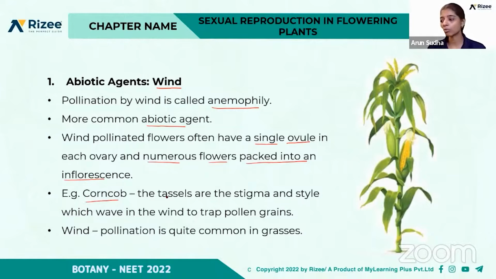Here, the tassels. So what is a tassel? It is a male inflorescence in some of the plants, particularly in corn, they are called the tassels, right? The tassels are the stigma and style which wave in the wind. So here, if you see the concave, they will wave in the wind to trap the pollen grains. So here the pollination is happening by wind, right? This is a specific feature, that they wave in the wind to trap the pollen grains. So wind pollination is quite common in grasses.